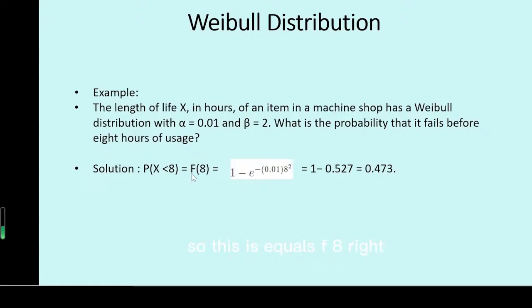So this equals F(8), right? We have shown on the previous page that F(8) is the cumulative probability of all the random variables less than 8, right? So we just fill in alpha and beta in the formula, and we get a probability of about 0.473. So about 0.473 is the probability that this machine item will fail before 8 hours of usage.